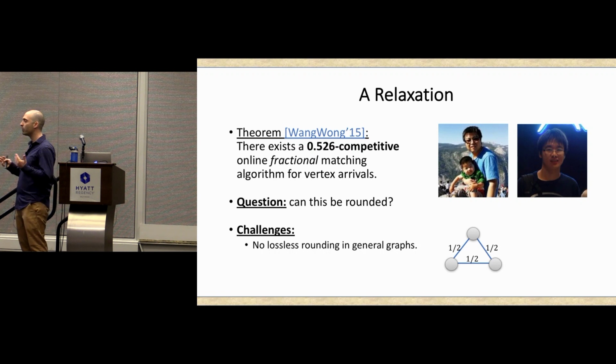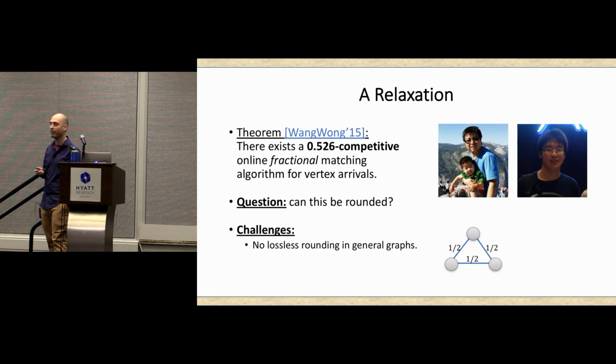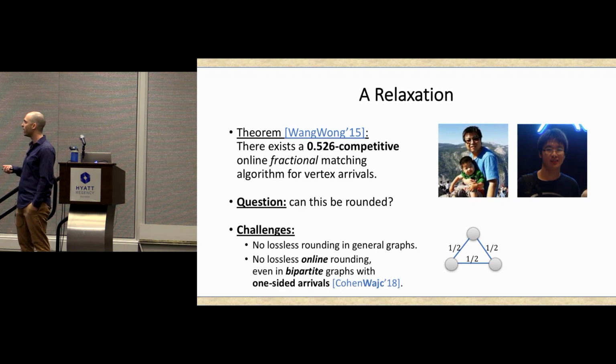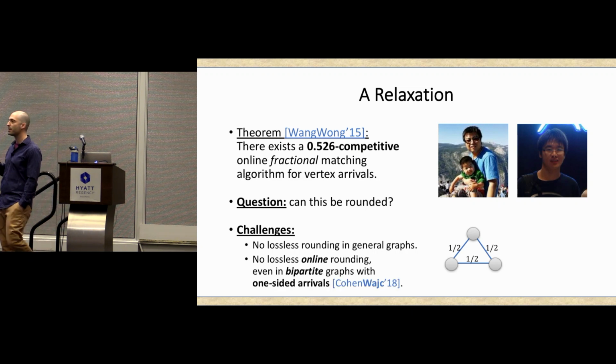And so if you want to be able to round fractional matchings in general graphs, in general, you have to lose a 2/3 term. 2/3 times 0.526 gives you a competitive ratio strictly less than 1/2. You might hope to be able to circumvent this for maybe bipartite graphs where there is no such problem. But actually, joint work with Ilan from SODA last year shows that this is impossible to do, to round losslessly, even in bipartite graphs with one-sided vertex arrivals.